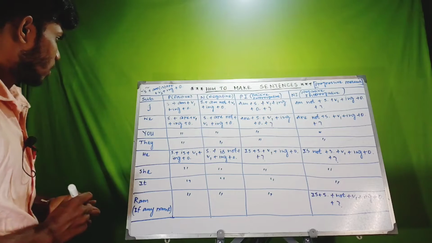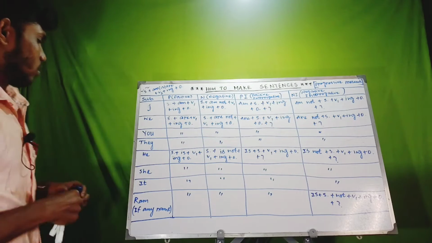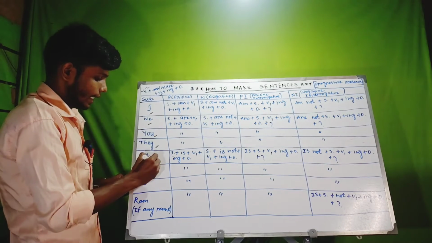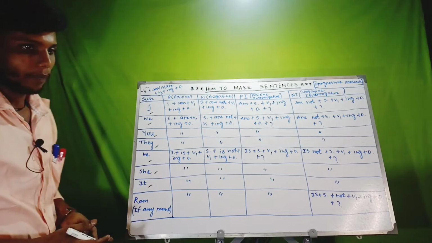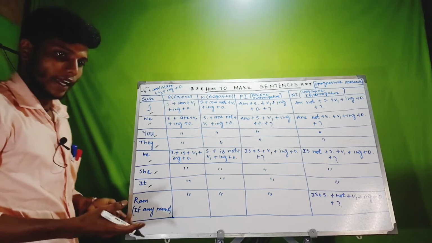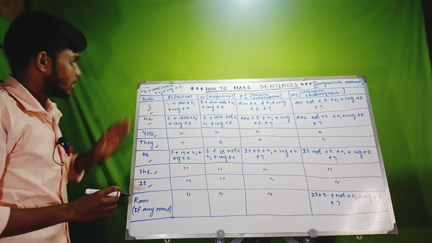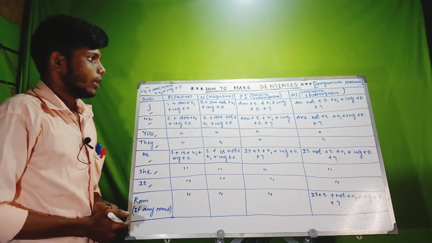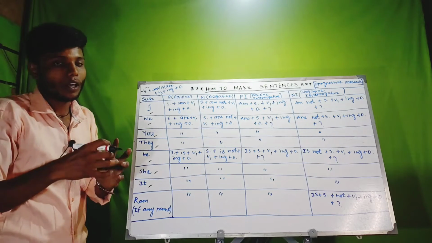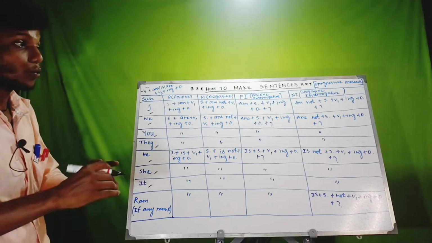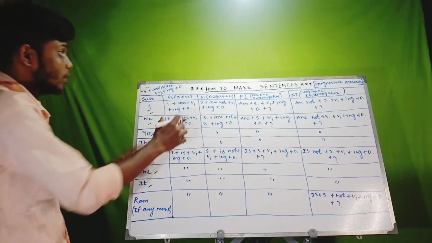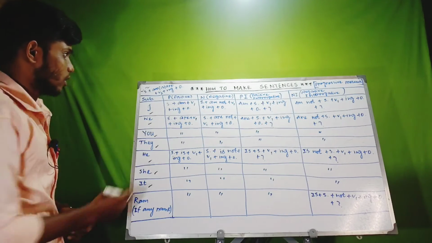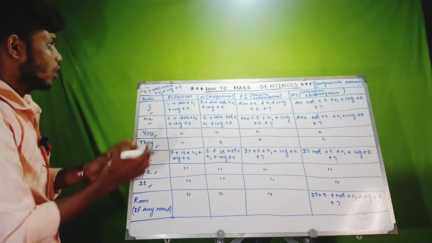Let's see. These are the subjects: I, we, you, they, he, she, it, Ram. If any name, you can take any name. These are the subjects, and these are the functions also. If you have to write or think about any sentence, how to build it, then you have to categorize those functions. I have already discussed those sections or segments.